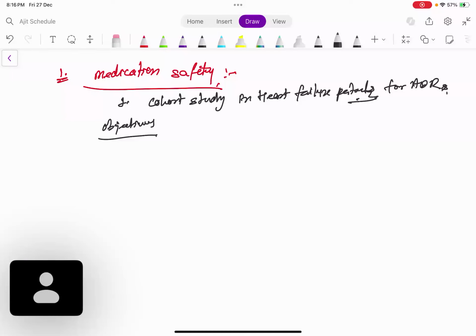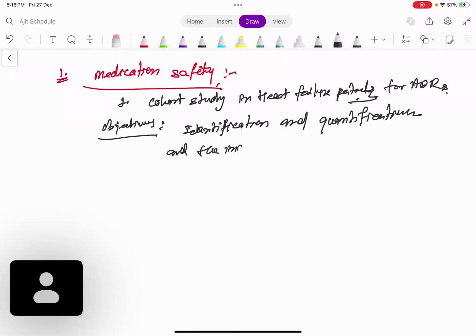So the major aim of the study can be identification and quantification. Identification means the types of ADR, and quantification means the severity and incidence of ADR in any disease you can ask for, here ADR in heart failure patients taking heart failure drugs only, right?